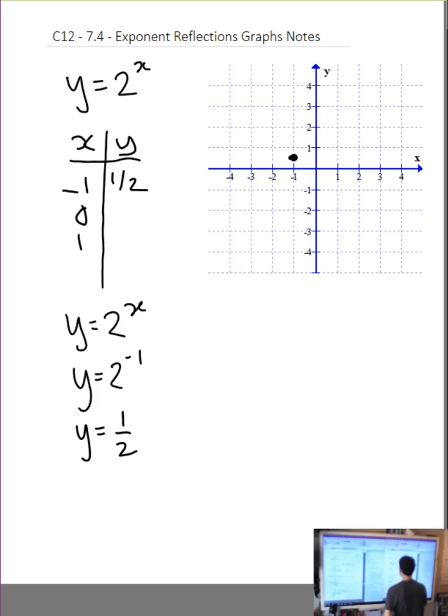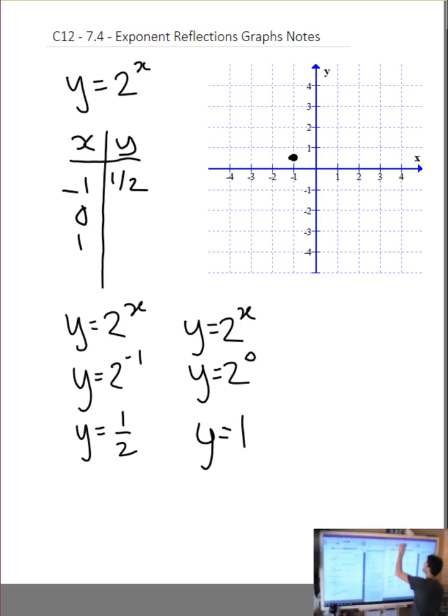So now I'm going to test another value. Let's do 0. Again, the formula 2 to the x. Then I'm going to substitute the x value into the formula, 2 to the 0, and y equals 1. So I can put that value in the table, and then I can put that point on the graph.